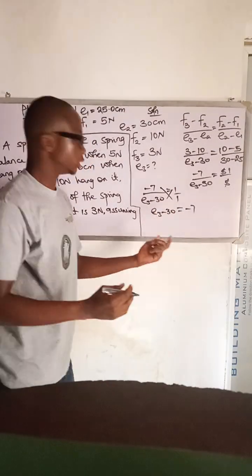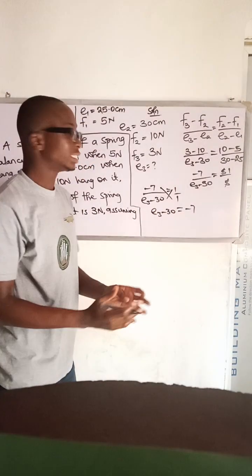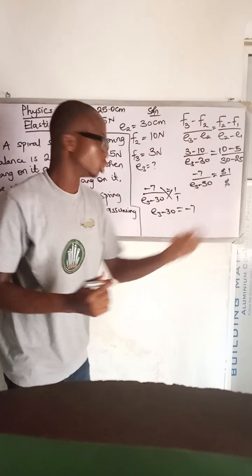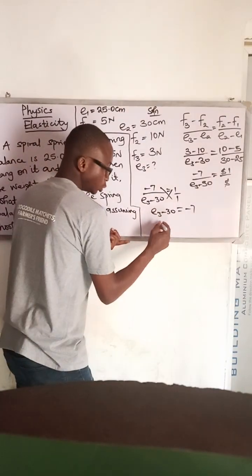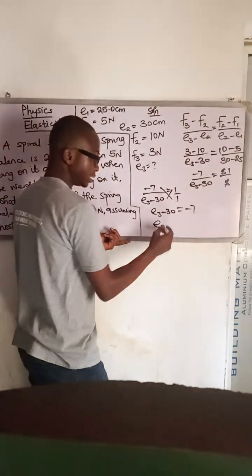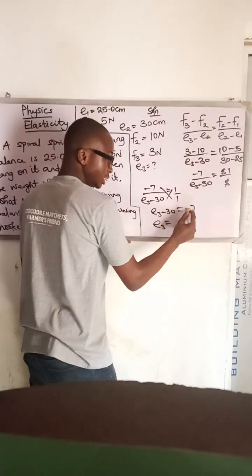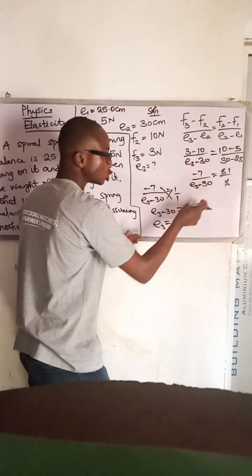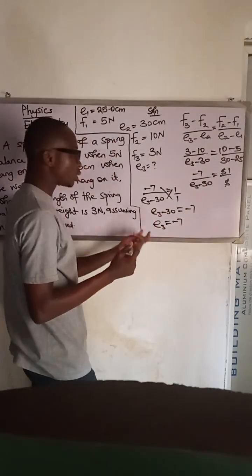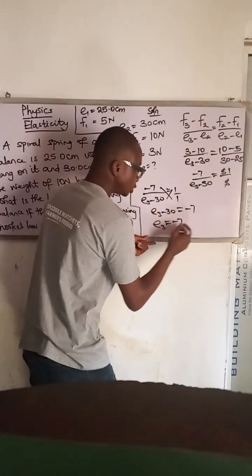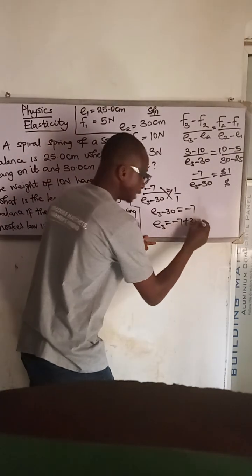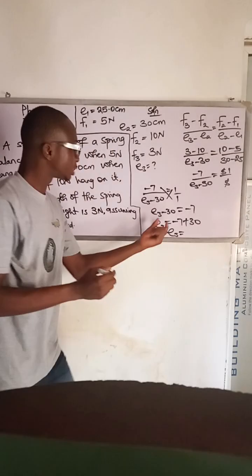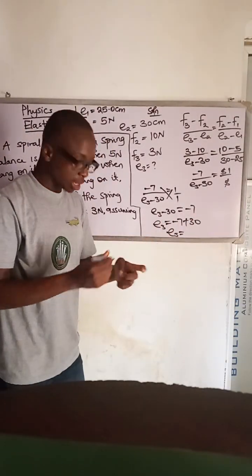So what do we do at this point? We collect the like terms. The ones with alphabet should be on one side, the ones without alphabet on the other side. So E3, which is with alphabet, will be on one side, is equal to minus 7. Then minus 30 will cross the equality sign, and it will change to plus 30. Now, E3 is equal to minus 7 plus 30.